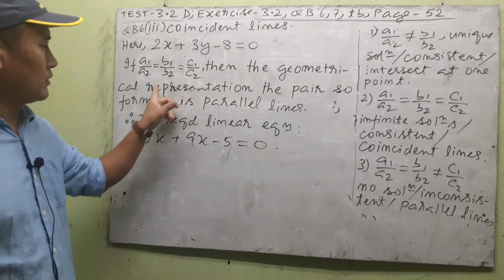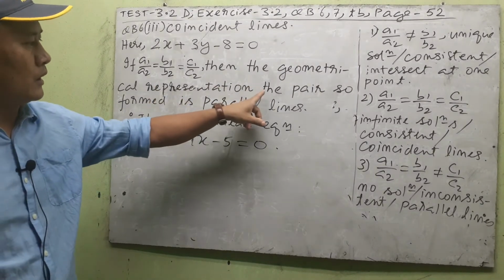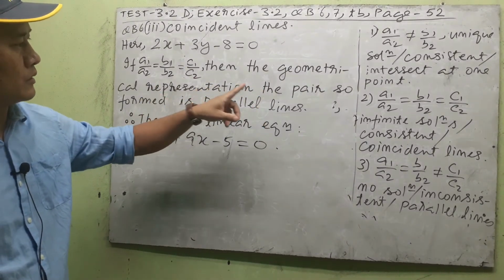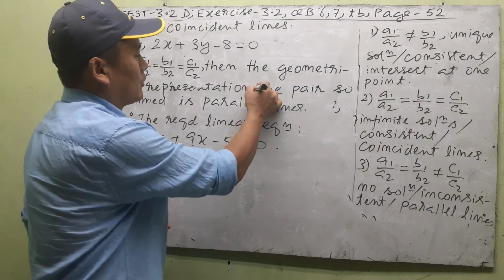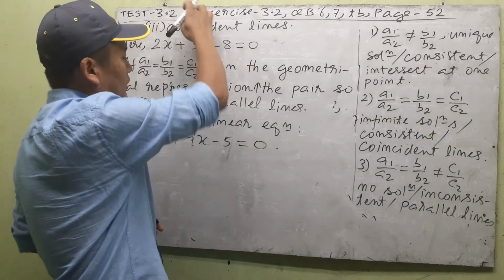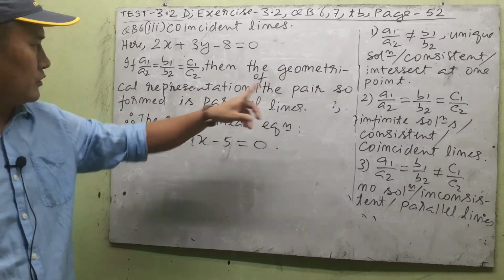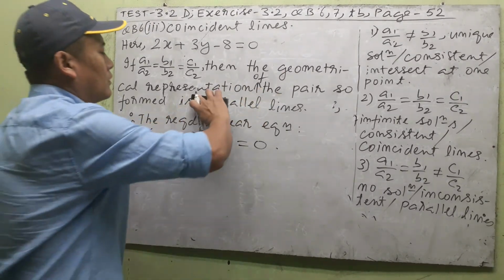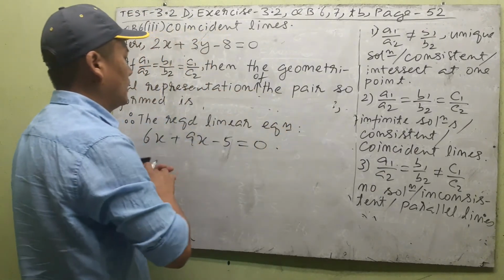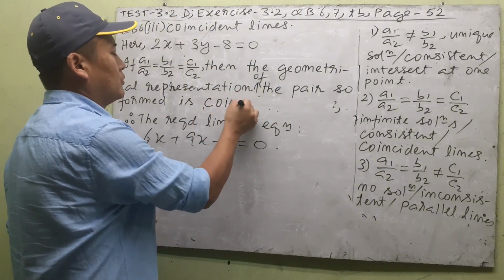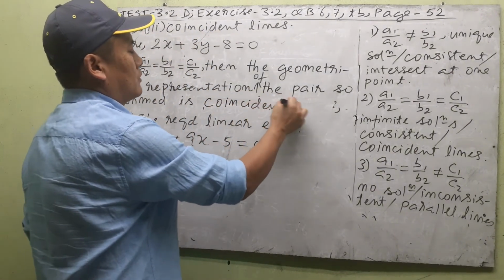Then the geometrical representation, here I forgot to put the word "of", even in the previous two and one you put it. Geometrical representation of the pair so formed is coincident lines this time. This is the only change you'll put. Coincident lines.